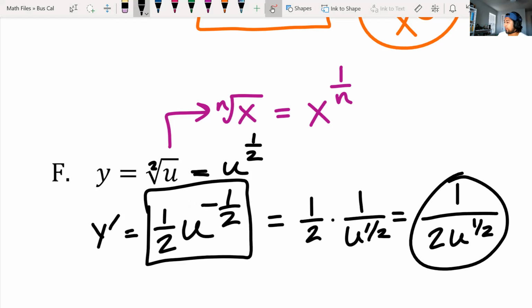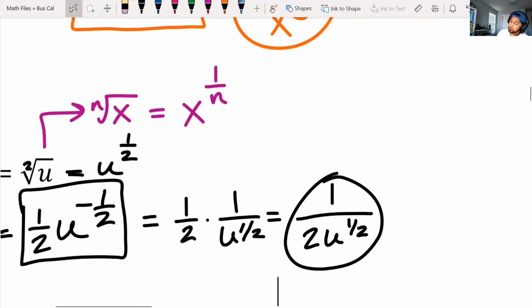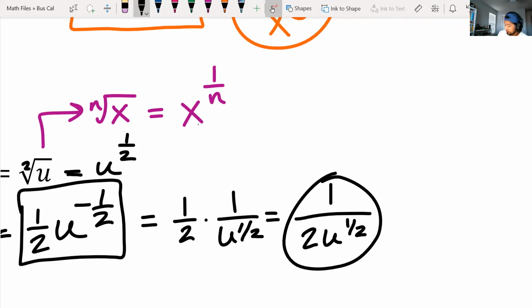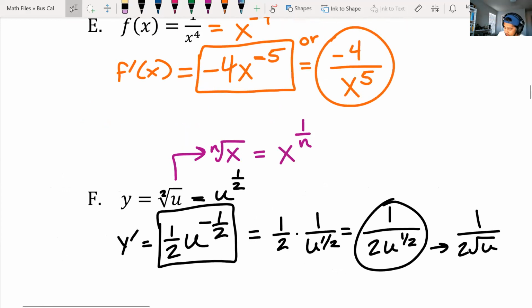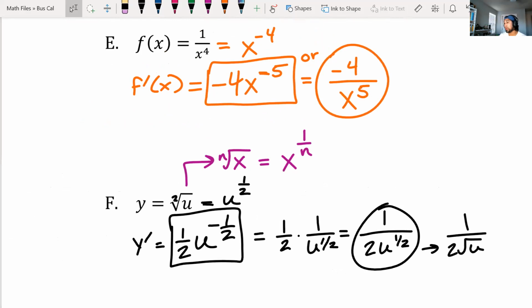There you go. You could even, but I don't think it's going to ask you to do it, rewrite the denominator as 2 square root u. So many algebraic properties, right? The only calculus here was the very first part. The rest was algebraic. This was the only calculus we did, 1/2 u to the negative 1/2. Soak it in, right? Okay. Any questions on those ones?